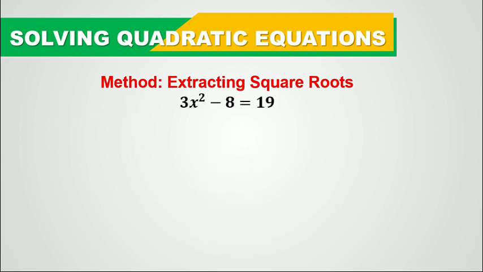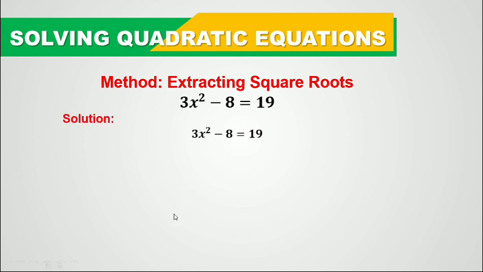What about this? So let's solve this. Let's extract the square roots of this given quadratic equation, 3x squared minus 8 equals 19, using the square root method. So let's copy the given equation first. So 3x squared minus 8 equals 19.